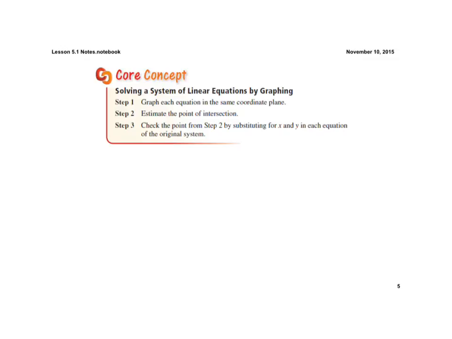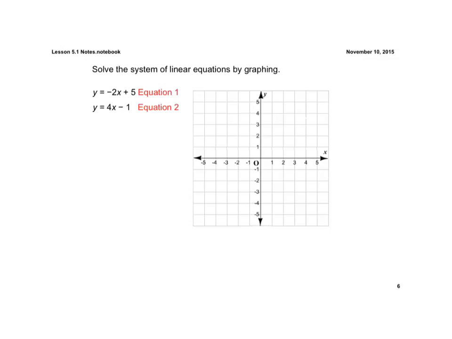So here we go. We're going to graph each of these using slope-intercept methods. The first has a y-intercept of 5, and then it goes down 2 over 1, down 2 over 1. It's kind of hard to graph this on the iPad here. This one has a y-intercept of negative 1, but then it goes up 4 over 1. It appears that they intersect right there, which is the point (1, 3). Then we have to check.